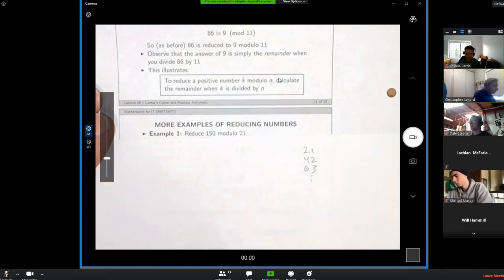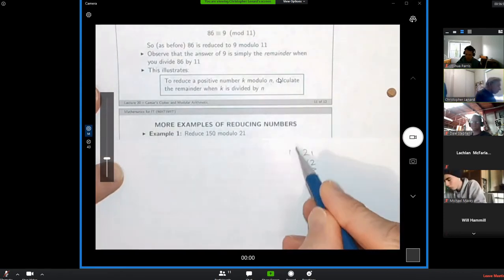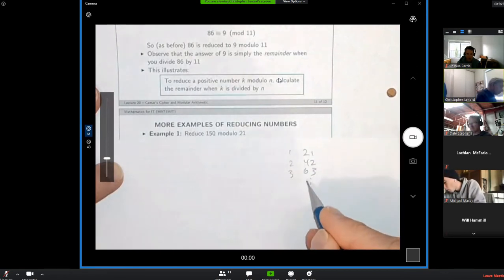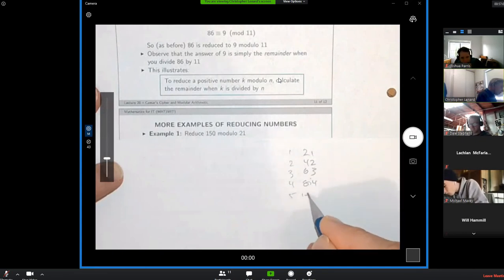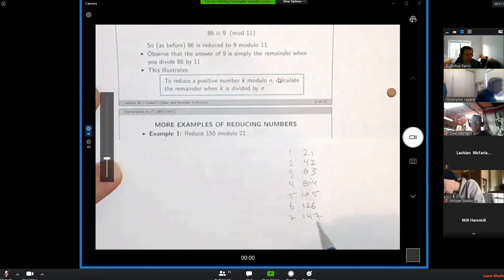Right. So going back to reduce 150 modulo 21. Basically, what's 150 divided by 21, and what's the remainder? So one way about it is we've got one lot of it, two lots of it, three lots of it. 4 lots would be 84. 5 lots would be 105. 6 lots would be 126, if I get this right. 7 lots would be 147. If you go one more step, that'll get you up to 168, which is too big.